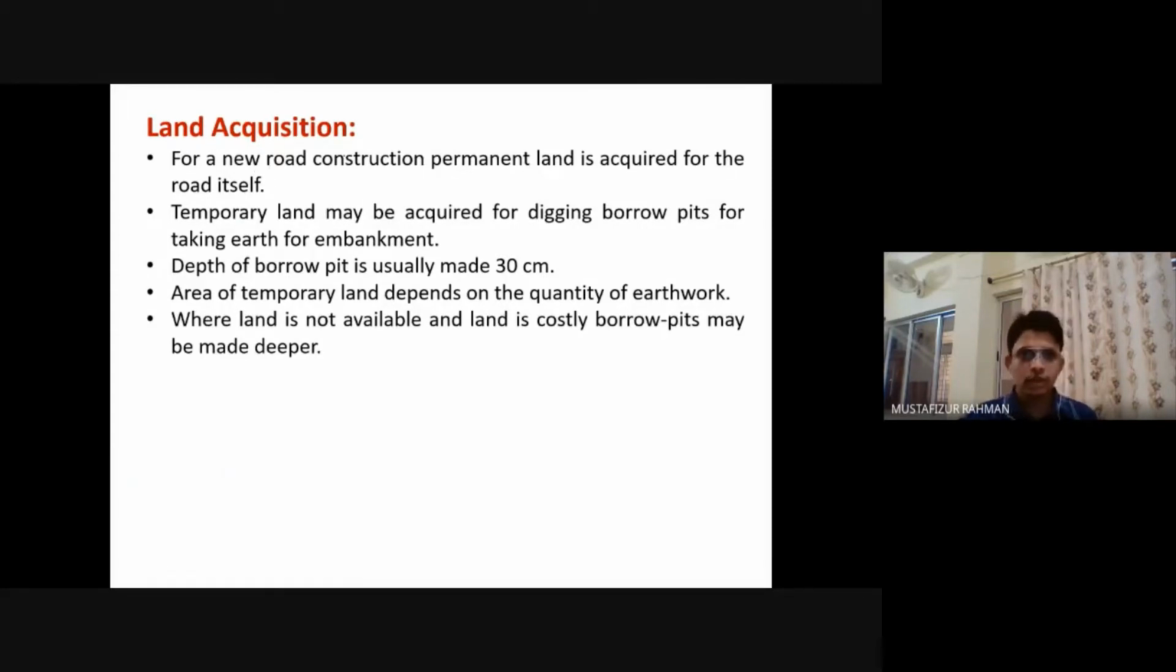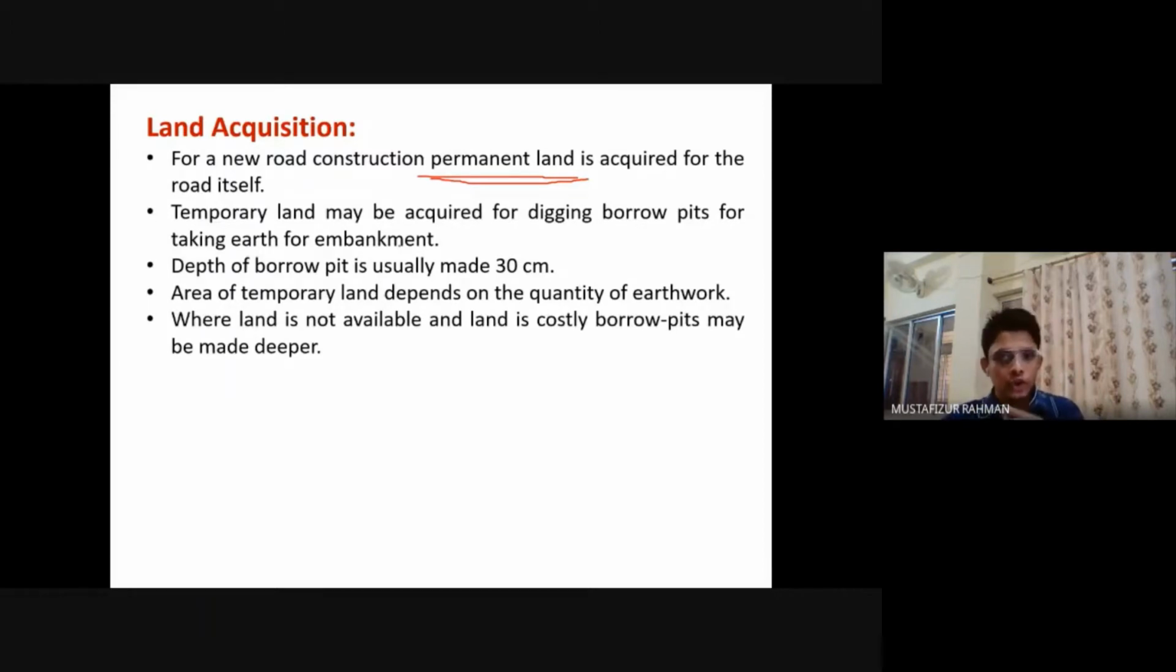For a new road to be constructed, the location where the road will be, that land is permanent land, okay? Because it is permanently taken at that location, we will have one road. Now this is permanent land acquisition. It is the road itself, okay?